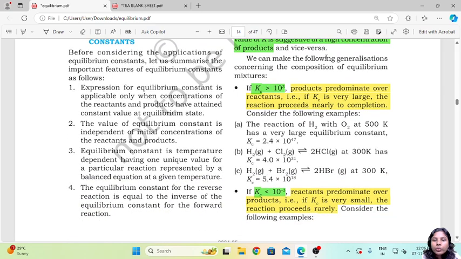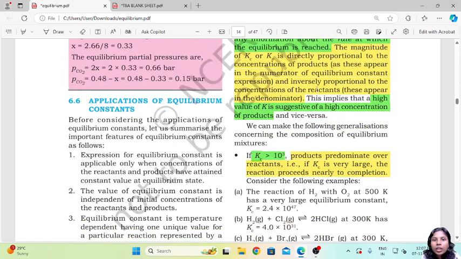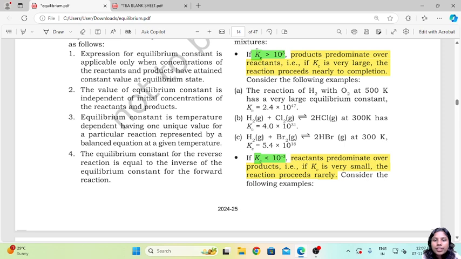So we can make the following generalizations concerning the composition of equilibrium mixtures. Based on the above understanding, we are able to make three major generalizations. The first one says that if Kc is greater than 10 raised to 3, the products predominate over the reactants. That is, if Kc is very large, then the reaction proceeds nearly to completion. So if the value of Kc is very large, the reaction goes almost to completion. That is, all of the reactants get converted to the products.